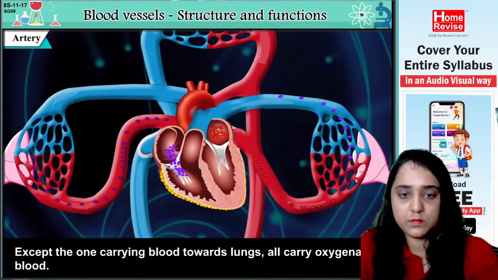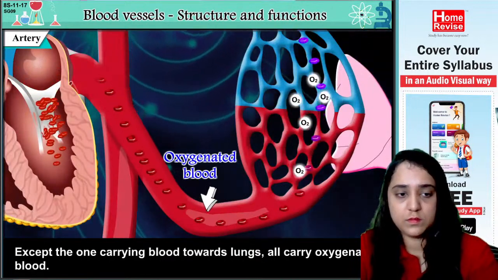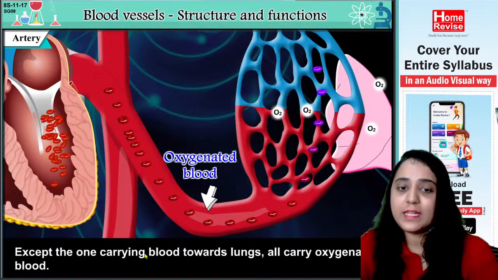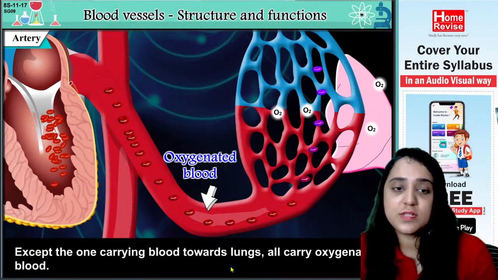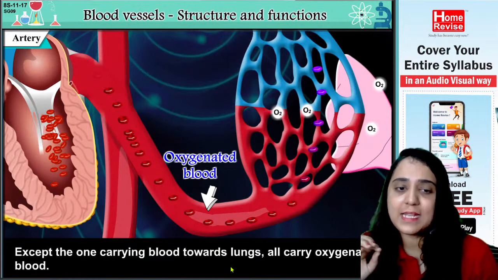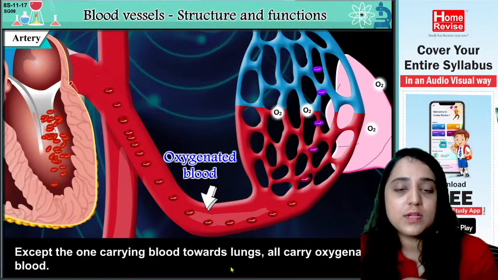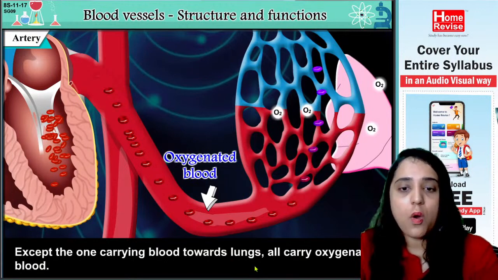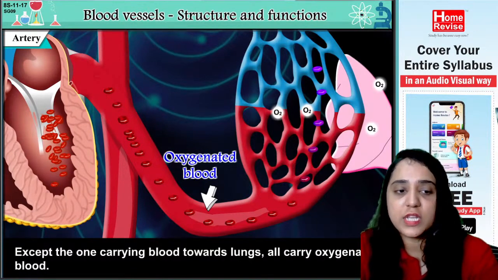Except the one carrying blood towards the lungs, all carry oxygenated blood. Yes, except the one carrying blood towards the lungs. As I have said, the main function of the arteries is that these blood vessels carry the blood away from the heart, but there is one which carries the blood towards the lungs. Okay, all carry oxygenated blood. See, can you see this? This is the oxygenated blood.